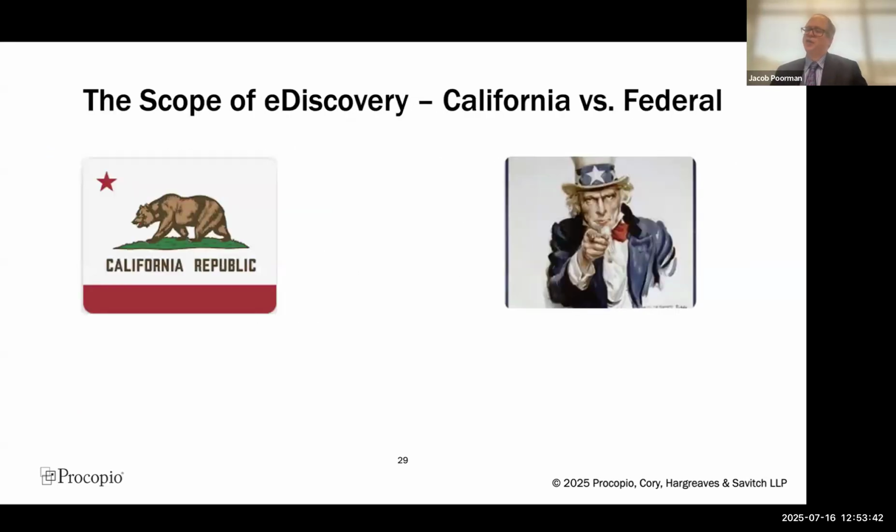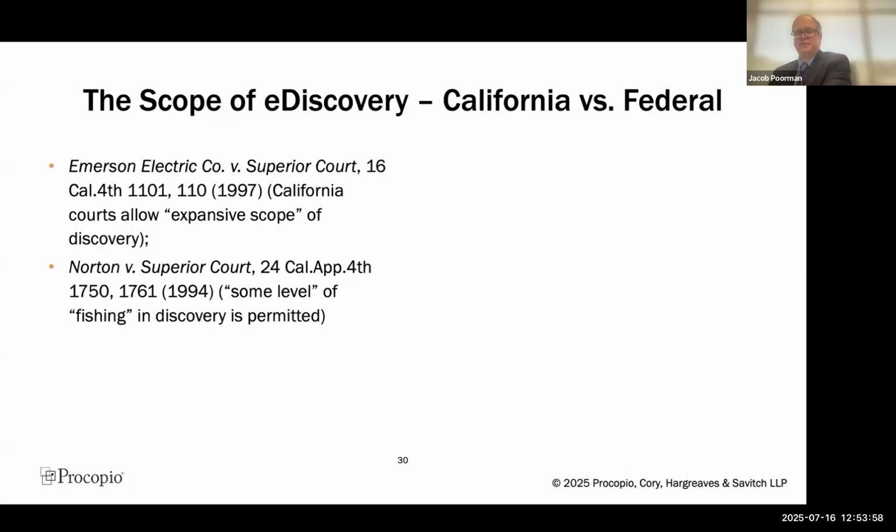While the standard for discoverability in both federal and California state court is broad, discovery in California courts is substantially more expansive. As an initial matter, California courts typically take a much broader view of what information is relevant to an action than federal courts. California courts have held that the scope of permissible discovery is expansive and have instructed that the relevant standard is to be applied liberally in favor of discovery.